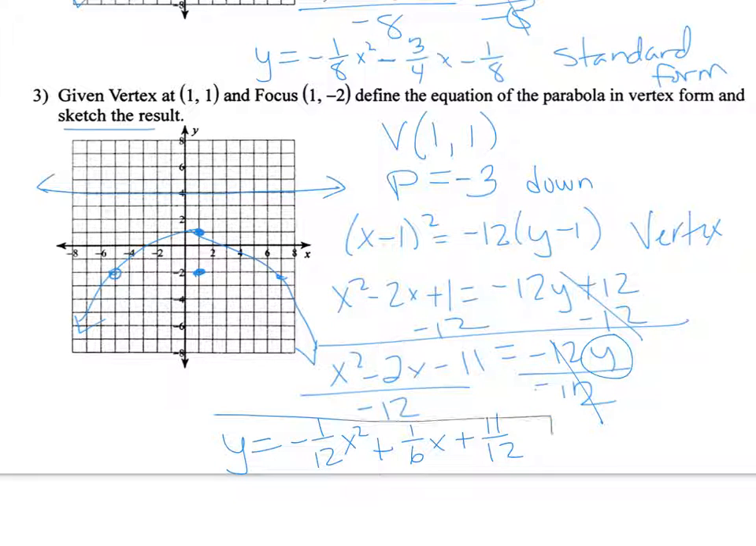So thank goodness you didn't have to factor any of these that look like that. Have a good, nice day.